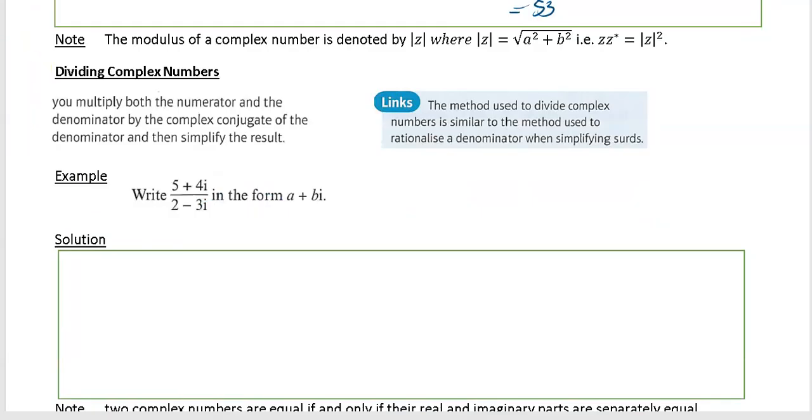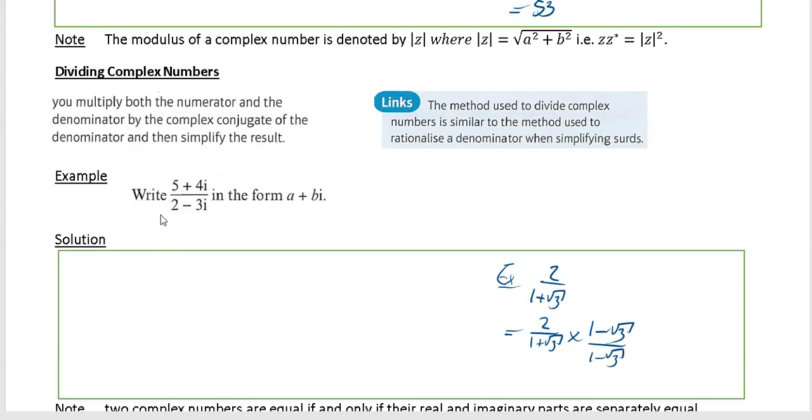Okay, dividing complex numbers. To divide complex numbers, what you have to do is multiply both the numerator and denominator by the complex conjugate of the denominator. So this really, folks, is a bit like rationalizing the denominator of a surd. So that's what I'm going to show you at the side here. If you had 2 over 1 plus root 3, how you would rationalize that is you would say 2 over 1 plus root 3 times, and top and bottom get multiplied by 1 minus root 3.